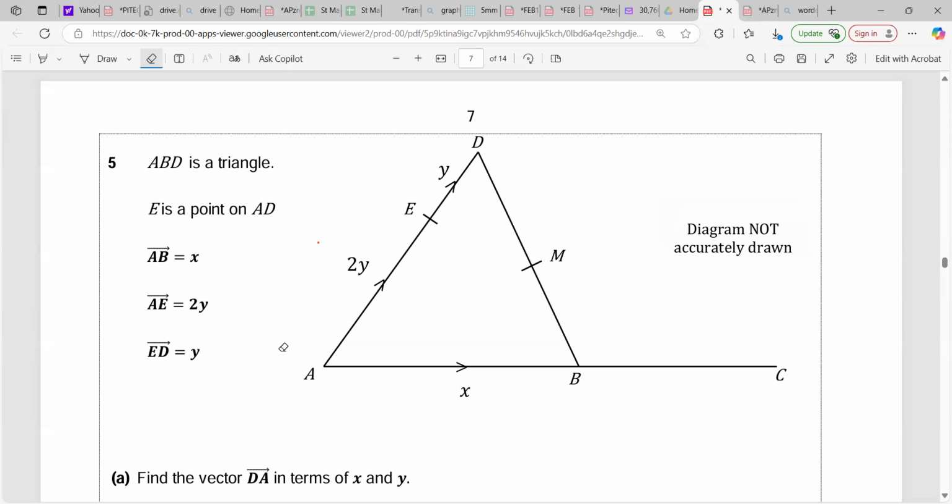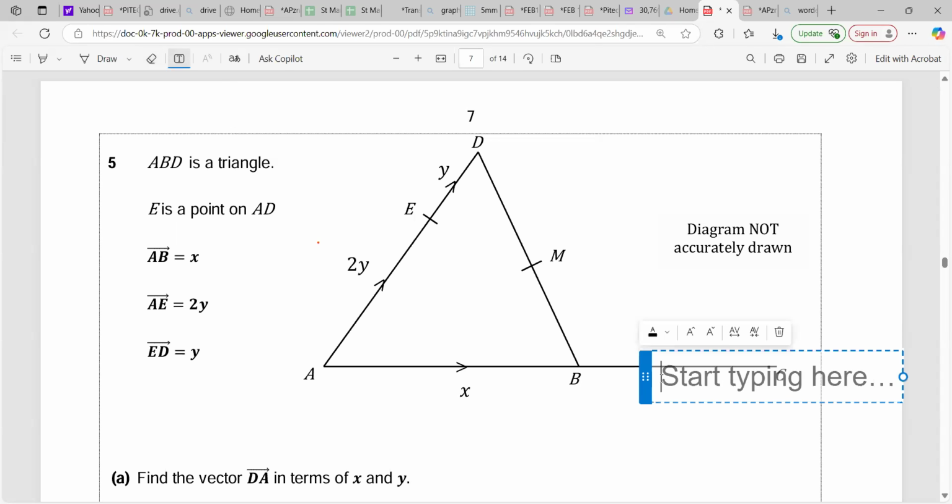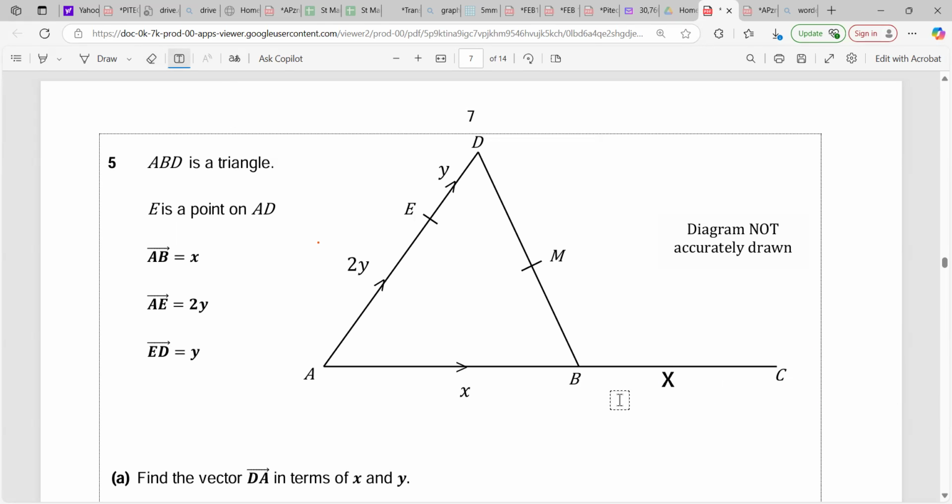Let's put things in perspective. So think about it, guys. If from A to C, B is the midpoint, it means that this is going to be x as well, right? So I could drop in the information that we need. This is going to be x as well, because if it's a midpoint, the length is the same. Alright, cool.